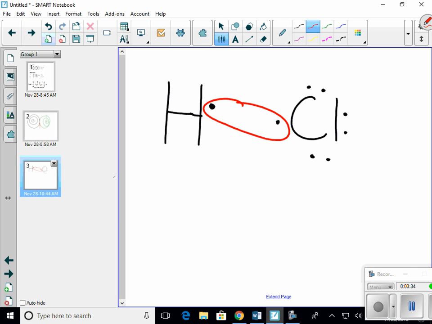Some people, instead of circling the 2 electrons that are going to create that covalent bond, instead just like to play connect the dots. So instead of circling, some people would just draw a line to connect the 2.